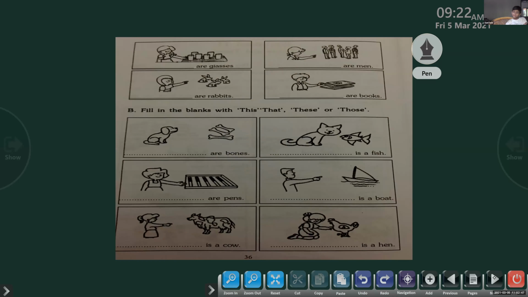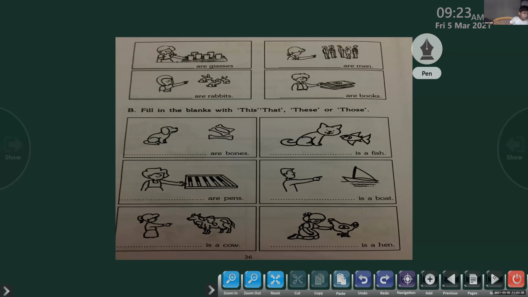You're welcome. Now let's skip the other one. We will move to the B part. Here we have to decide this, that, these or those. Okay. Mitra, unmute.